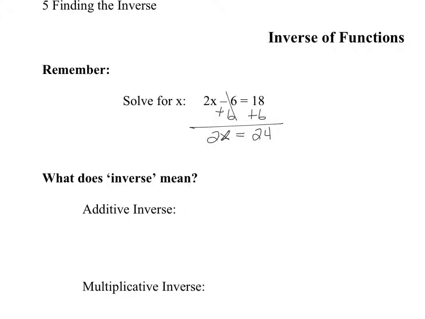This is 2 times x. So in order to get rid of that 2, we use the inverse operation, which is division. And then we wind up getting x equals 12. So that's the idea of inverses.